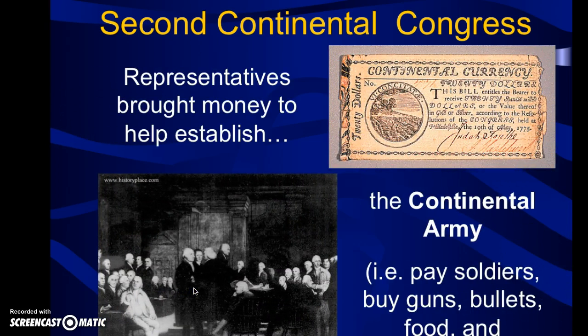This is the Second Continental Congress. Representatives brought money to help establish the Second Continental Congress. This was a gathering of most of the colonies. They wanted to come together and try to form a government, and this was their second try at this. They wanted to branch away from Britain. And this was also the formation of the Continental Army.